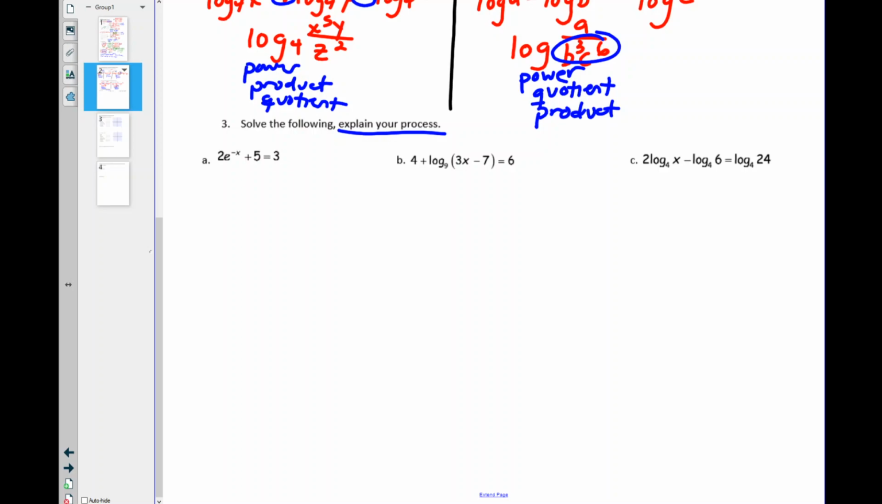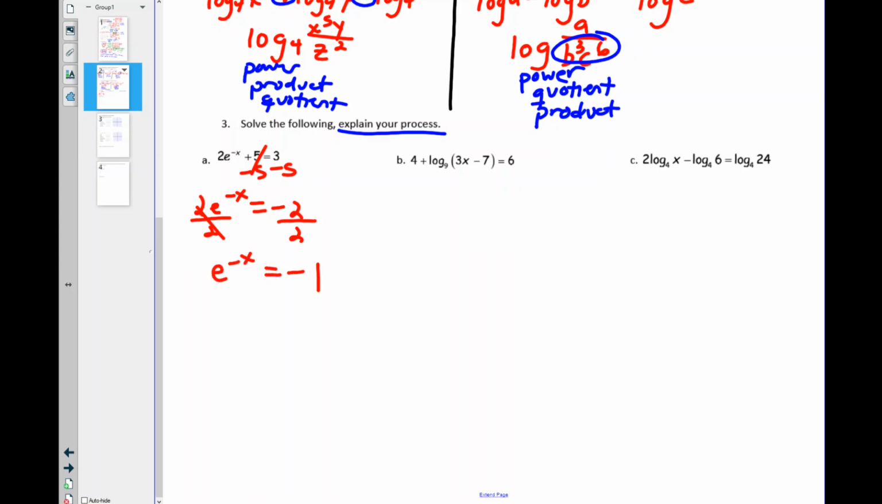What type of equation is this? This is exponential. Good. What's the good thing about exponential? Who remembers? Say it again? You don't need to check for extraneous. Let's isolate the base. Minus 5 minus 5. So 2e to the negative x is equal to negative 2. Divide by 2. E to the negative x is equal to negative 1.